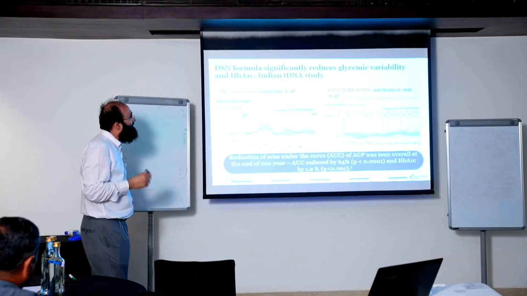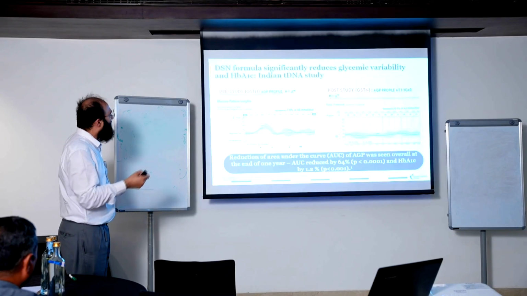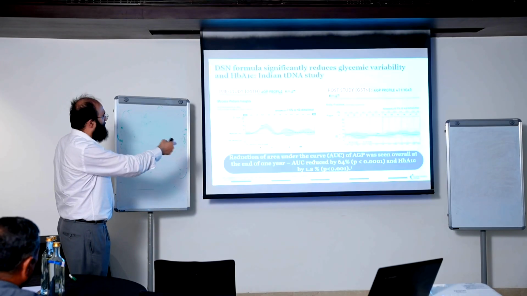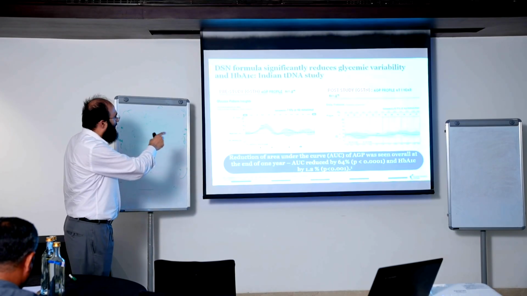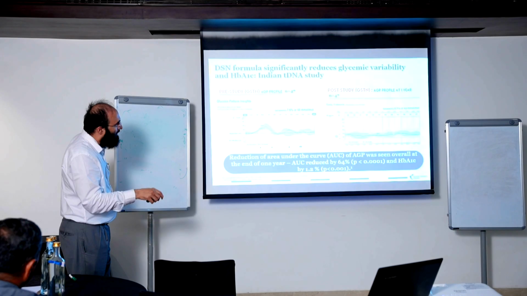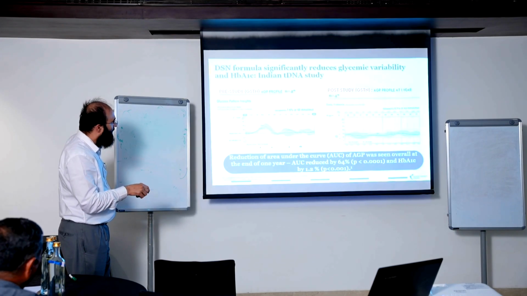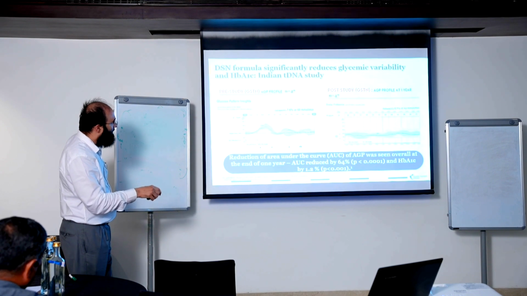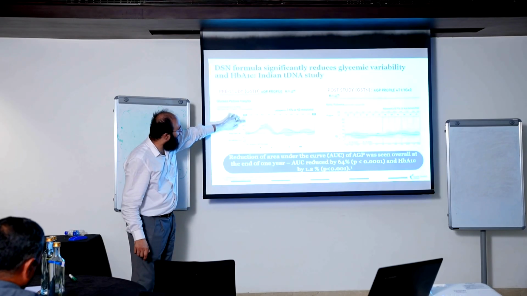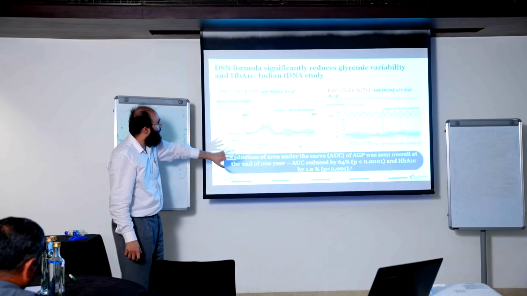And DSN formula significantly reduces glycemic variability and HbA1c. In the Indian DNA study, the pre-study AGP, ambulatory glucose profile, shows the variability across 14 days. The wider the wave, the more the variability. The narrower the wave, the less the glycemic variability. This is the green zone, the time in range. Here it is time above range, and here it is time below range. This is called ambulatory glucose profiling.